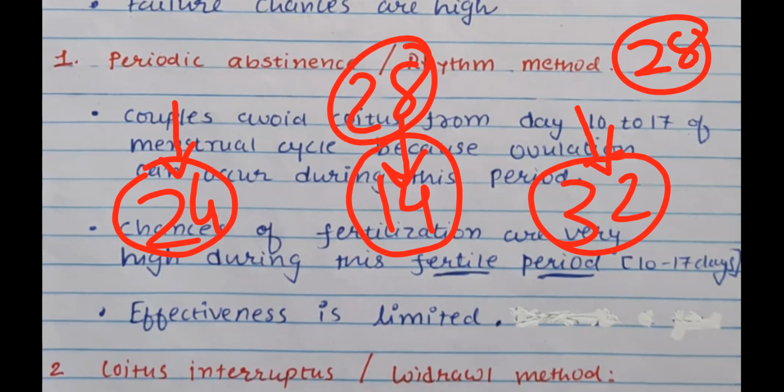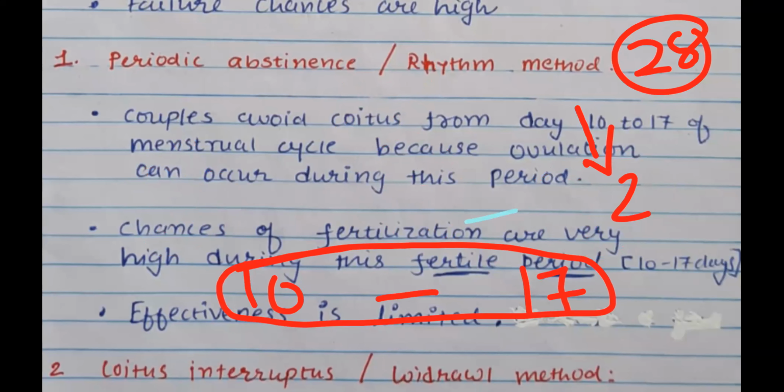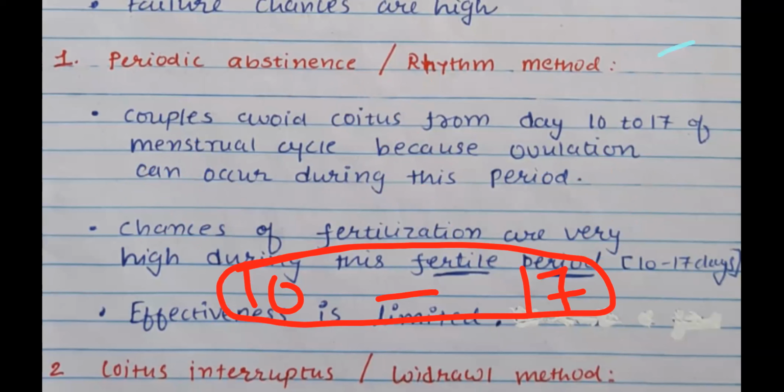Some females experience a shorter menstrual cycle, some a longer one. So here one range is given, 10 to 17 days, for all females. Whether she has a regular, longer or shorter menstrual cycle, one range is given for all, 10 to 17 days, right?